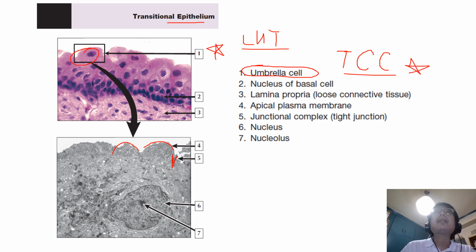TCC is a malignant neoplasm of the urinary tract arising from the urothelium of the renal pelvis, ureter, or bladder, and it is usually fatal unless treated.